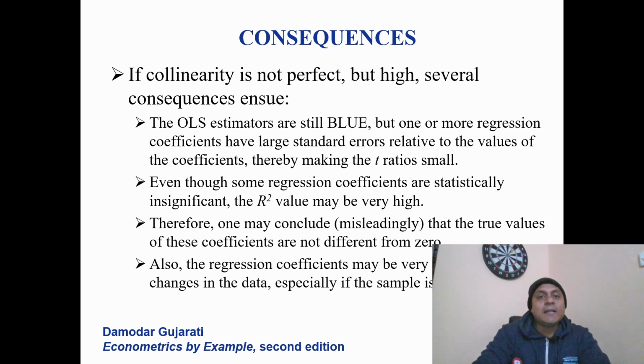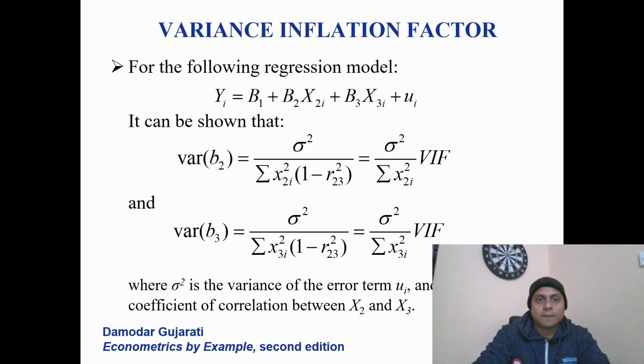If the collinearity is not perfect but high, meaning a high correlation between the two explanatory variables, the OLS estimators are still BLUE, but one or more regression coefficients have larger standard errors, and that will give you a higher R square. The R square might be misleading in this case. So you need to check the multicollinearity in order to get the accurate R square or goodness of fit.